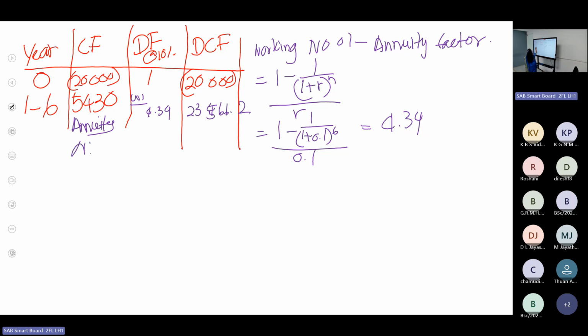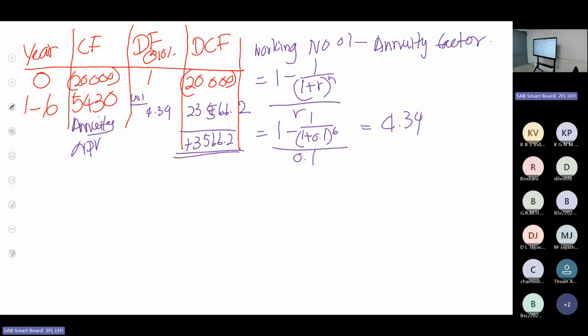Now you can obtain the NPV. What will be the NPV then? Positive 3,566.2. You obtain now a positive NPV. To calculate the IRR, we need the negative NPV also.